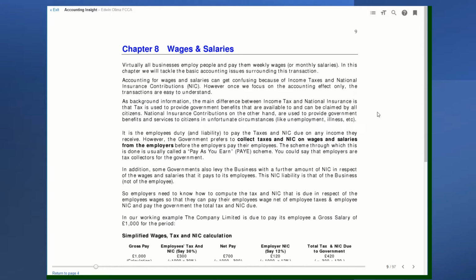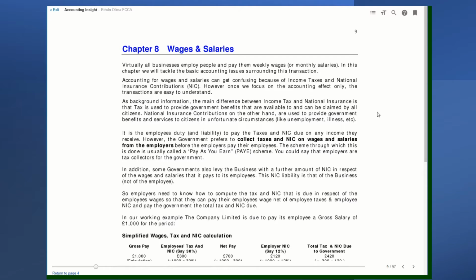As background information, income tax is used to provide government benefits that are available to everyone, all citizens of the country, while national insurance contributions, what we call NIC, are used to provide government benefits and services to citizens in unfortunate circumstances like unemployment or illness. Right, a little bit of background there.